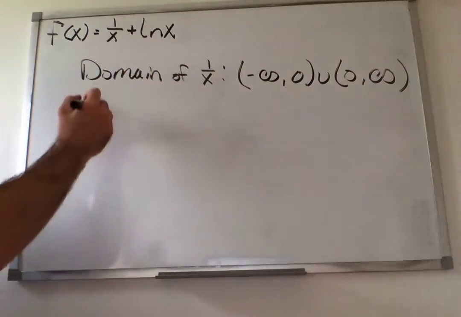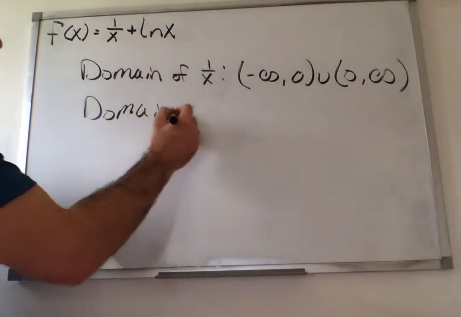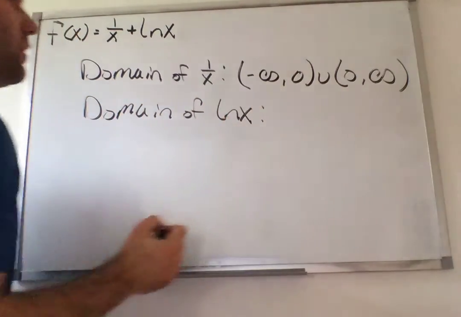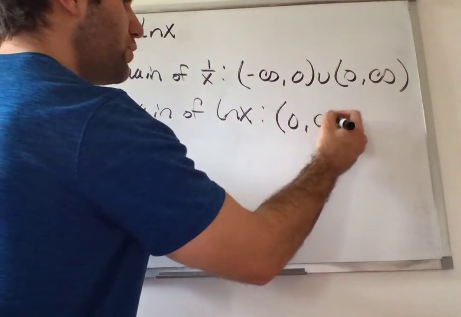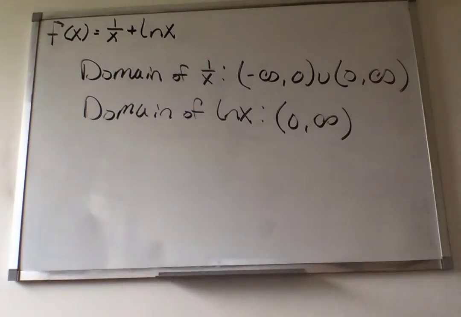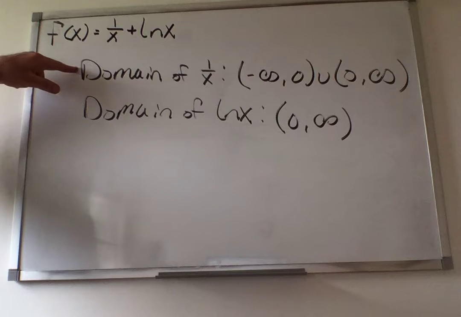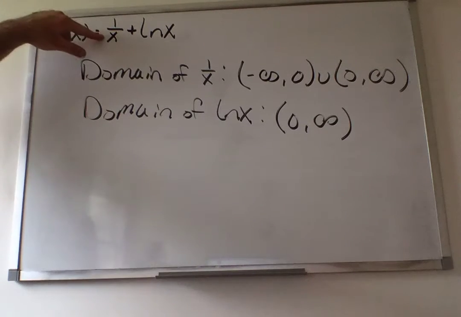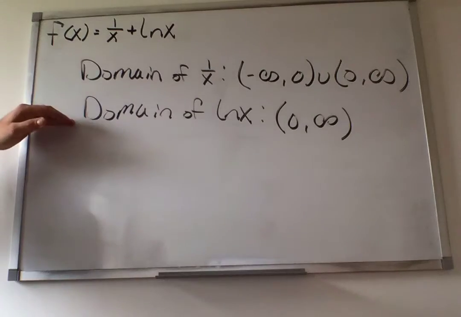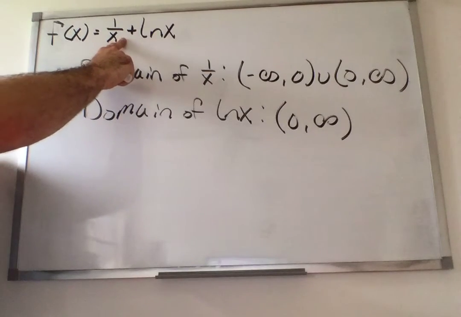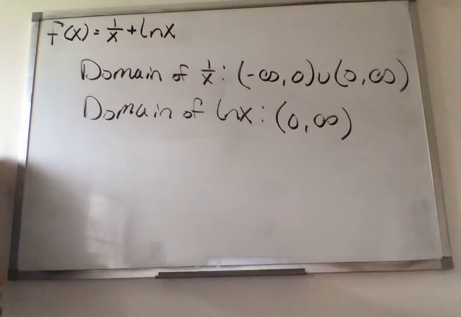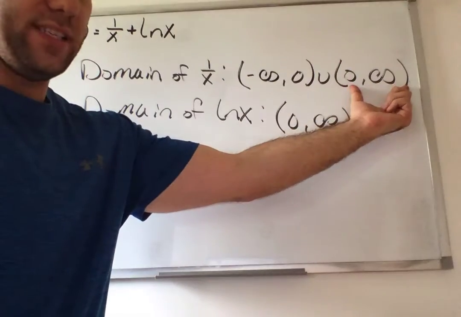Now let's look at the domain of ln of x. It's a log function. The domain of log functions is from 0 to positive infinity. So if I've got the domain of this and the domain of this, what is the domain of the whole function? The domain of this function is the stricter domain of the two. Now, if I were to choose this as my domain, let's see why it can't be the domain.